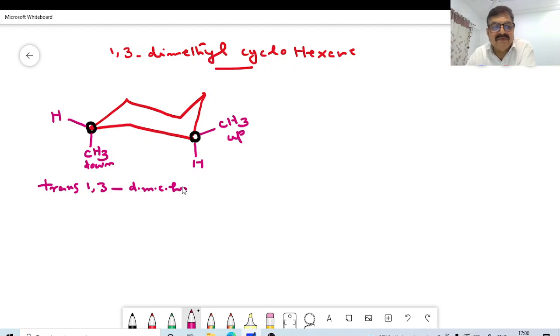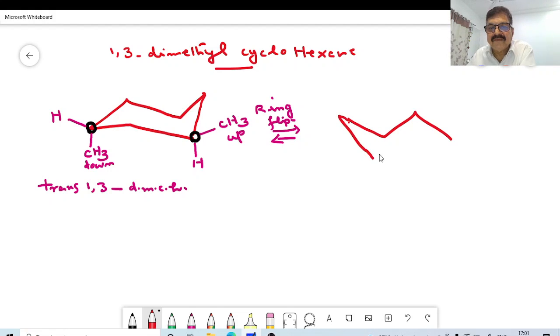Now on ring flipping, what will happen? These bonds will become, let us see how it is doing. This is ring flip. Okay, the ring flip, how it will look like. Okay, now 1,3, which are the 1,3 positions here? This is the 1, 2, 3. Okay, I will just mark it here. This is 1, 2, 3 here.